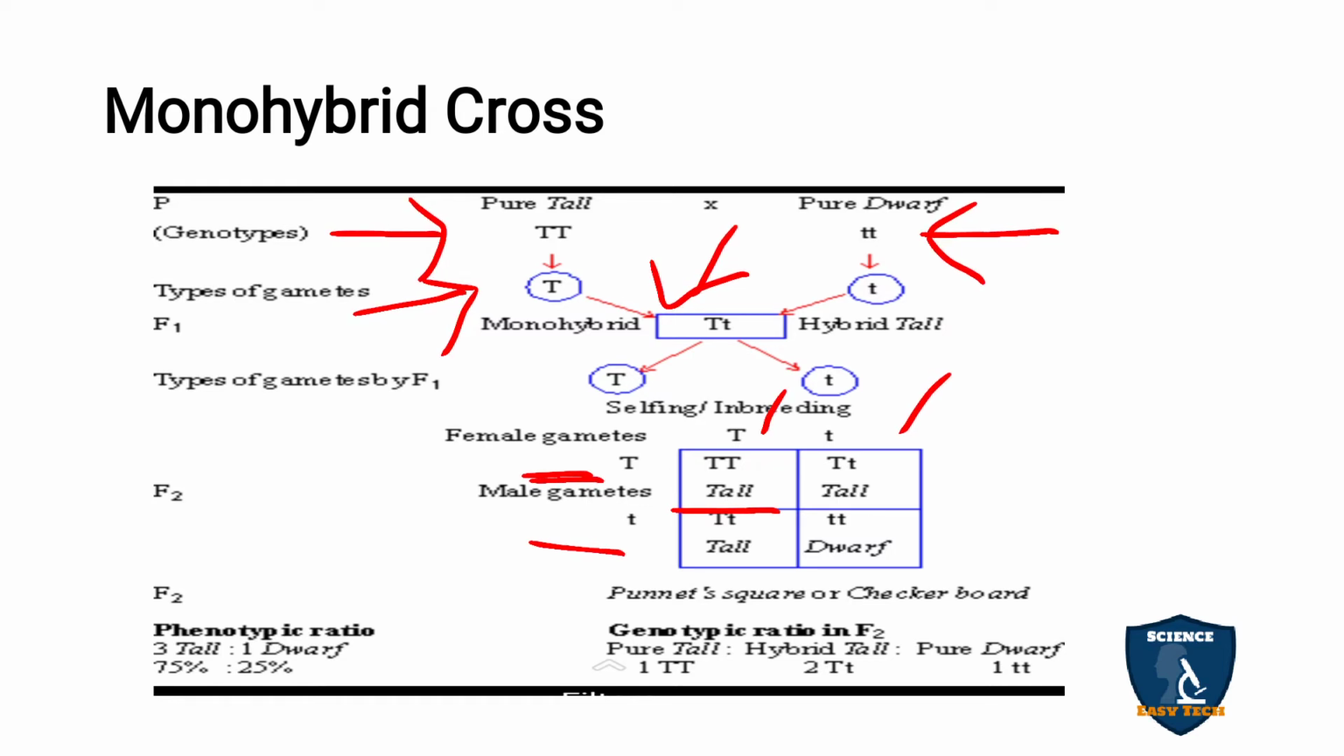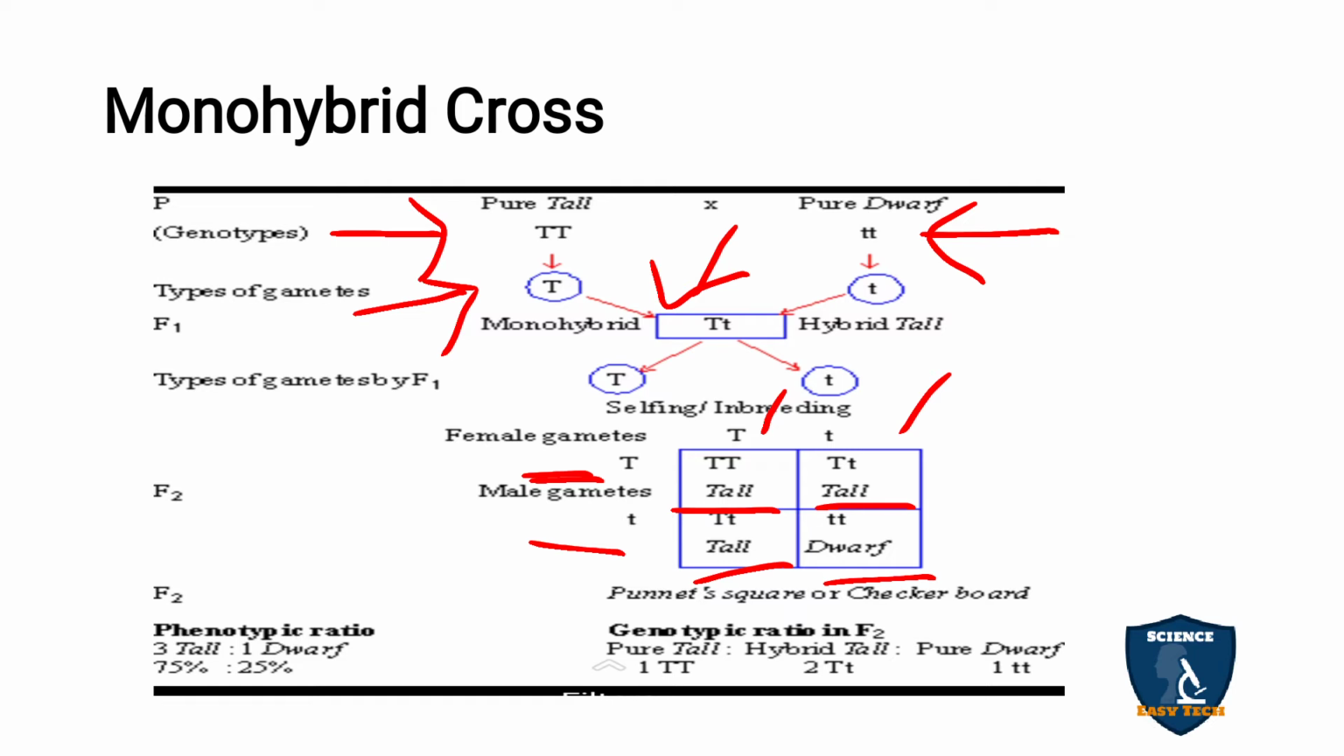tall. This capital T and this capital T, this capital T and this small t give capital T small t, and this capital T and small t give capital T small t, and small t small t. That is 3 is to 1, that is the ratio is 3 tall is to 1 dwarf.